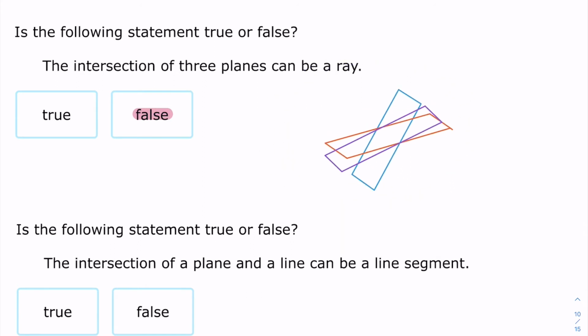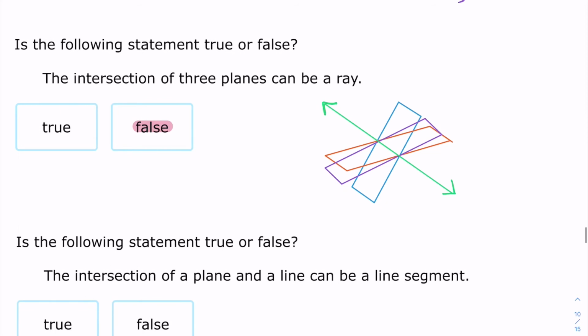Again, three planes will intersect. Why did that line not transfer over? I'm not sure. But here we are. It's definitely going to be a line, not a line segment. I mean, not a ray. All right, so that is false because it's going to be a line.